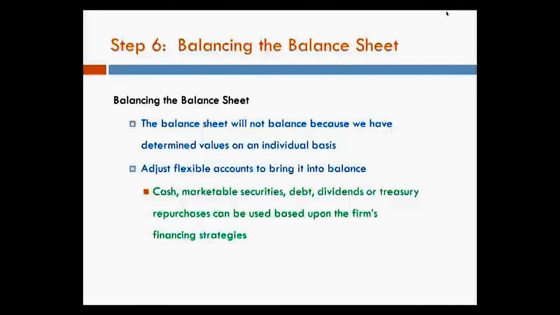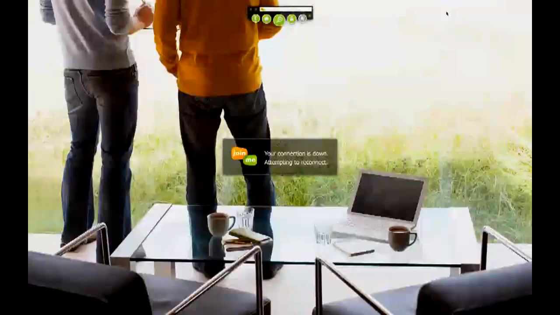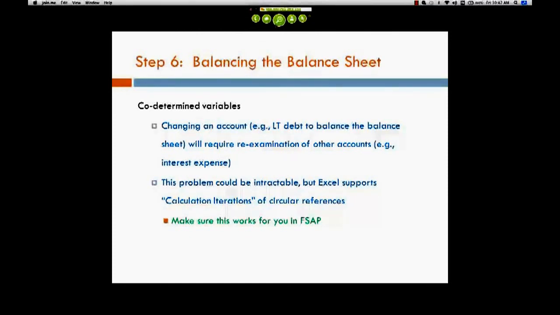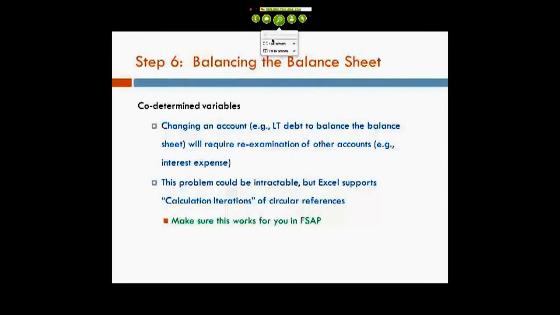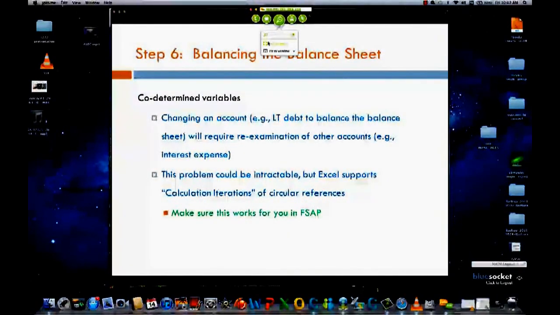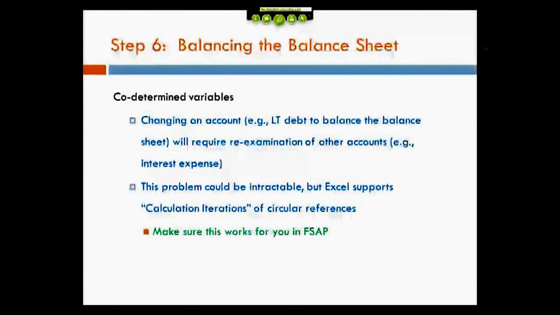Okay, one of the challenges are these co-determined variables. You have variables that you're going to change, and when you change one thing, it affects something else. If you add cash, you've changed your total assets, and then you have the accounts that require total assets to match. And then your total liabilities are going to change as well, and so just think about the implications of your changes.